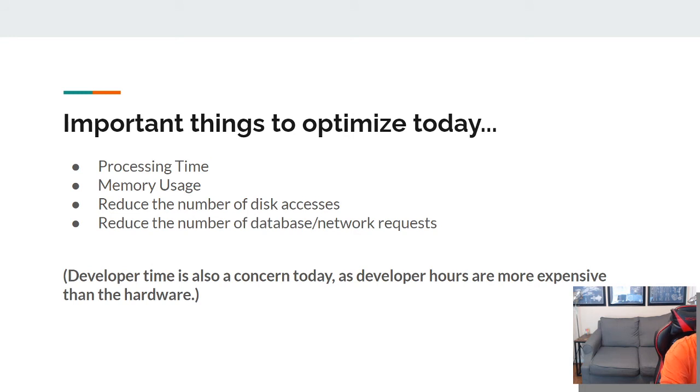Okay. So what we optimize today looks a little bit different. Processing time is a really big deal for us now, right? We want the turnaround time between when the user clicks or tells something to happen or presses a key, to when they get an answer, to be as fast as possible, right? That's probably the biggest thing that we look at in terms of performance. How long does it take from the user's action to when they see results on their screen? Okay. Memory usage matters for us as well.